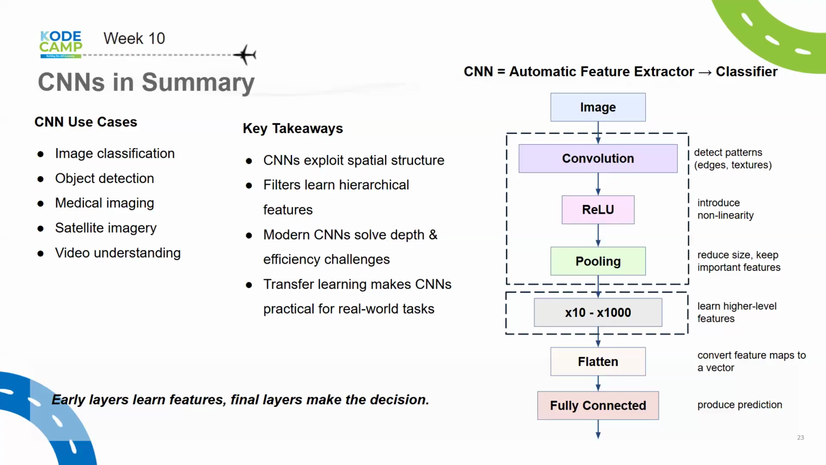But transfer learning makes CNNs practical for real-world tasks. You can take an already trained network, even download one from Hugging Face or a couple of these places, then tweak it and train it on your own data, and it begins to do interesting things. We're going to do a bit of hands-on when we come in on Thursday. So the early layers learn features, and the final layers make the decision. The decision is made by this fully connected layer. So this is basically the summary of how a CNN looks.